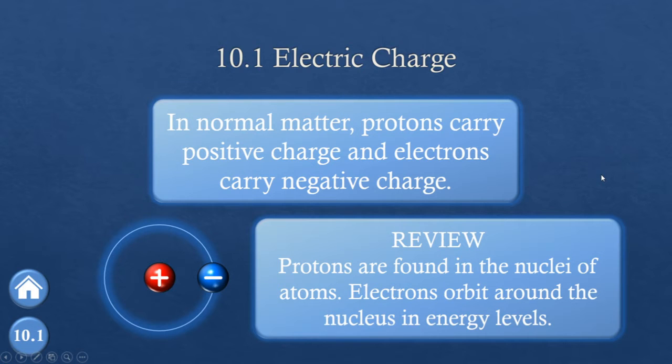In normal matter, that is the type of matter we've been studying for the whole semester, matter made out of atoms, positive charge is carried by protons, and negative charge is carried by electrons. Now remember from way back in unit 3 that protons are located in the nucleus of an atom, and they pretty much stay where they are. An atom doesn't tend to gain or lose protons. Electrons orbit around the nucleus in electron energy levels, and electrons can come and go. An atom can gain or lose electrons.